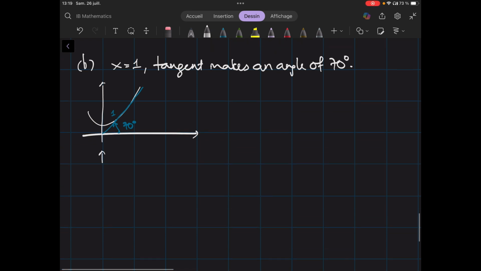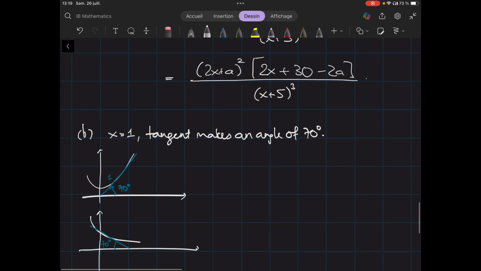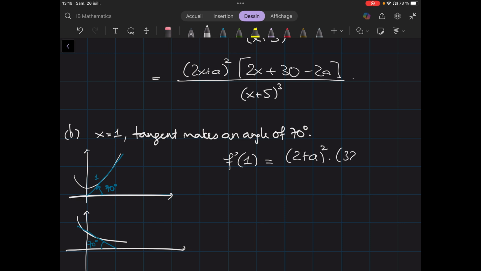Or, alternatively, you can also have a decreasing function with the drawn tangent, and this angle here is 70 degrees. So I'm not entirely sure which scenario the question is referring to. But let's solve this. For either case, we'll first need to find the derivative of the function at x equal to 1. So that will give us (2 plus a) squared times (32 minus 2a) divided by 6 cubed.